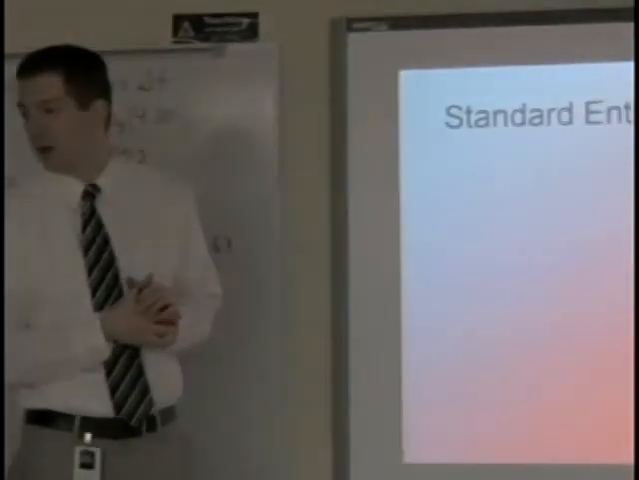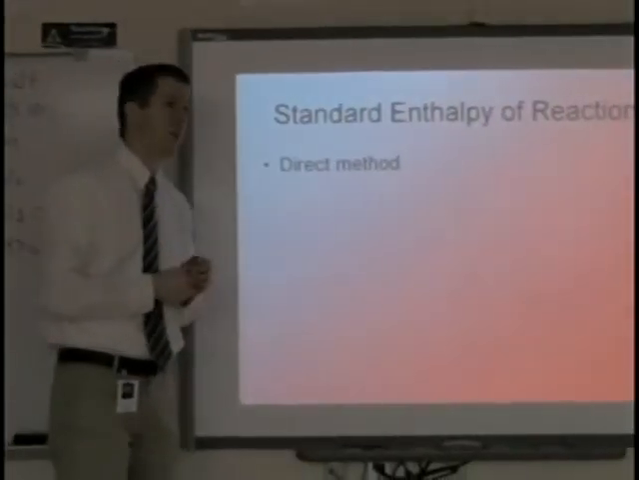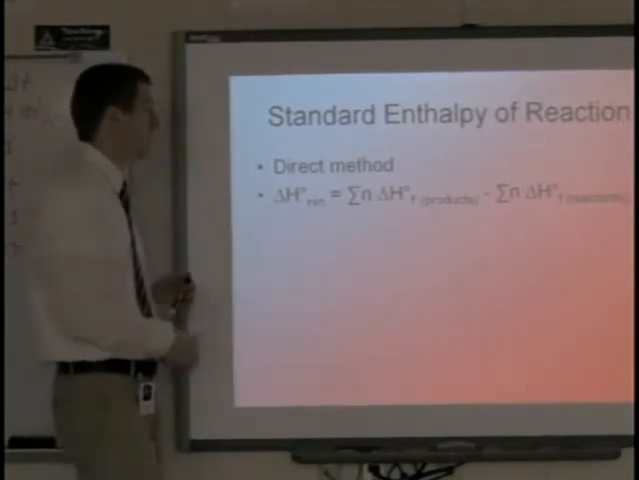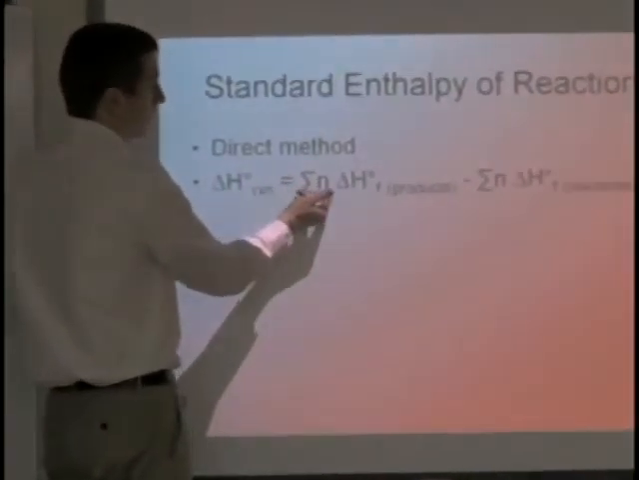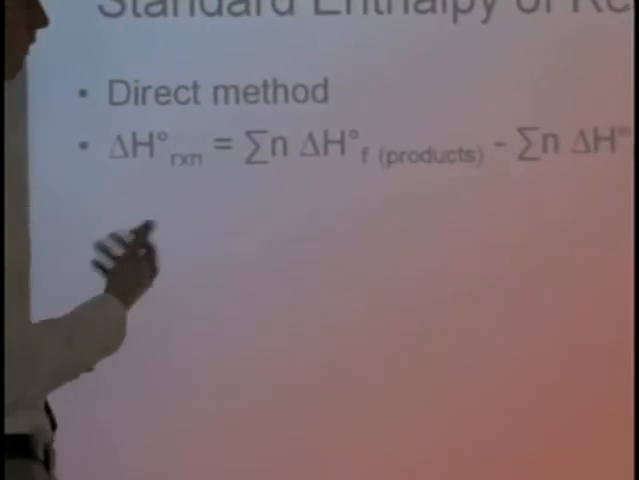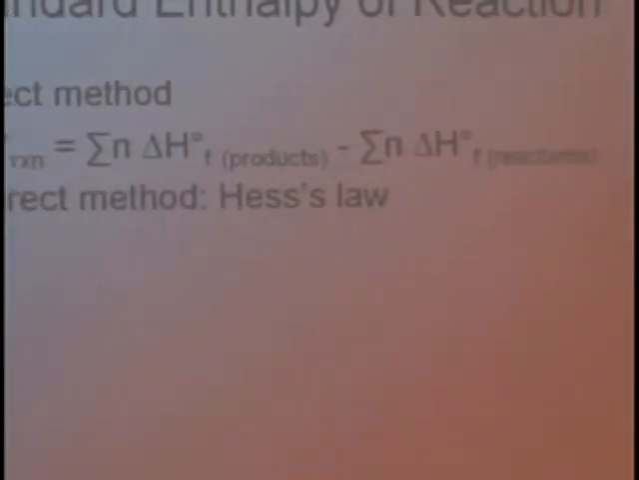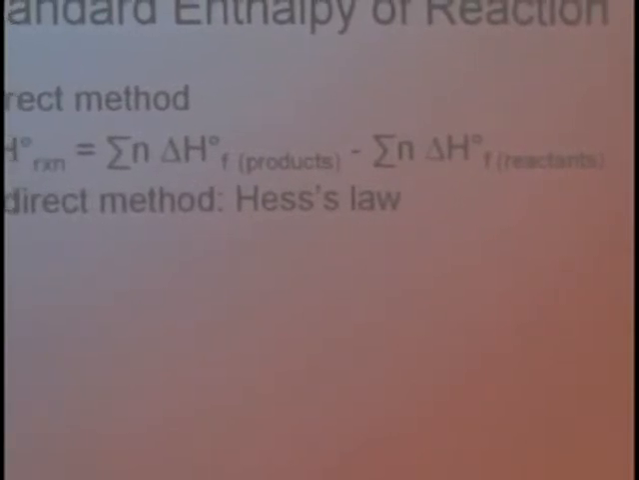Standard enthalpy of reaction. There's two ways to solve for the standard enthalpy. There's the direct method, which would be the delta H of the reaction is the summation of the moles times the delta HF, the heat of formation for the products, minus that of the reactants. There's the indirect method as well, that's called Hess's law.